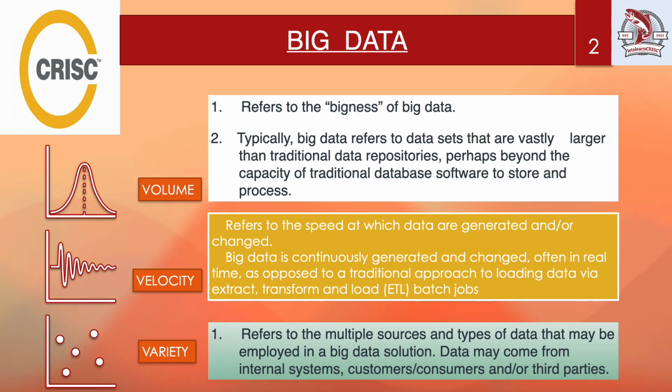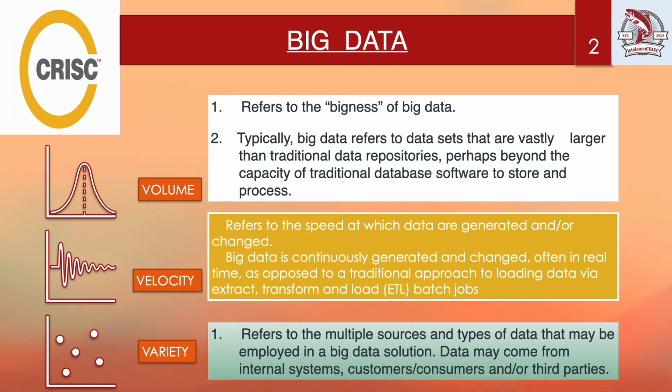Similarly, variety. Variety refers to the multiple sources and data types that may be employed in a big data solution. Right? Data may come from internal systems, customers, consumers and third parties. Additionally, data may be a mix of structured and unstructured data. Right? Structured data usually conforms to a defined data model, whereas unstructured data might be in the form of raw text, images, or perhaps even audio or video files.